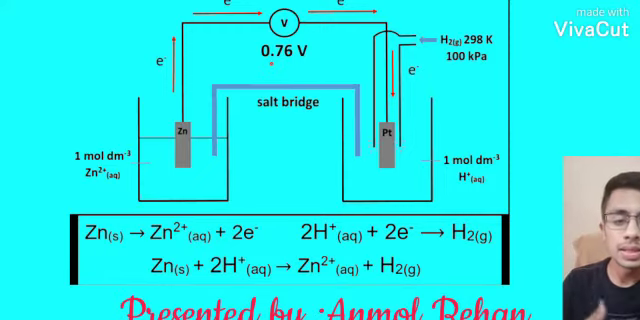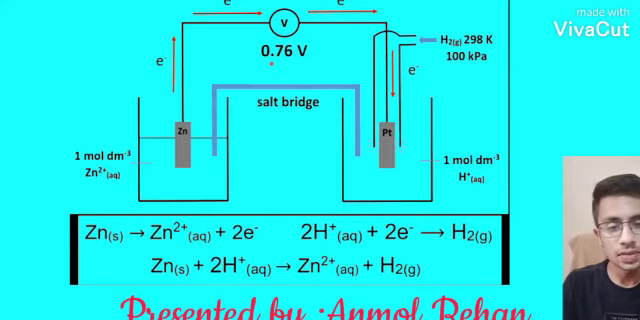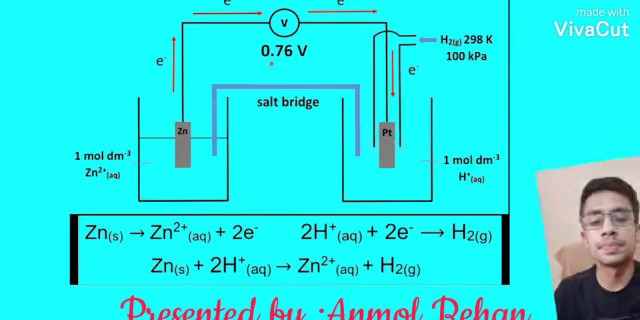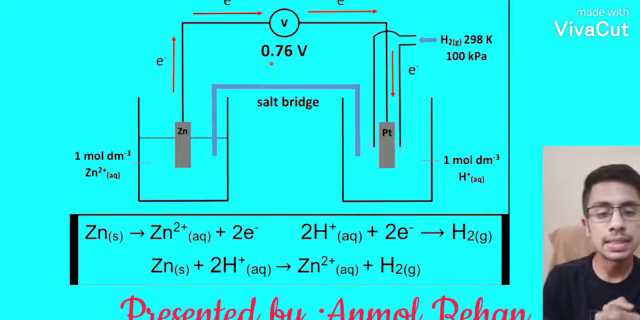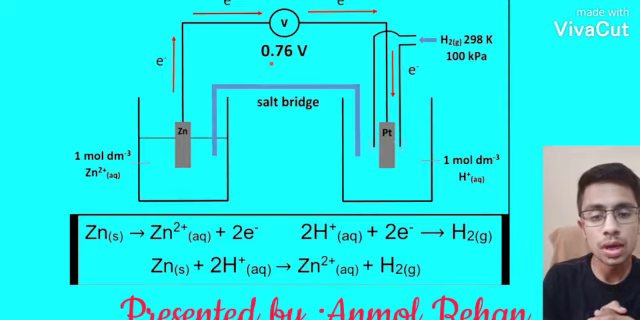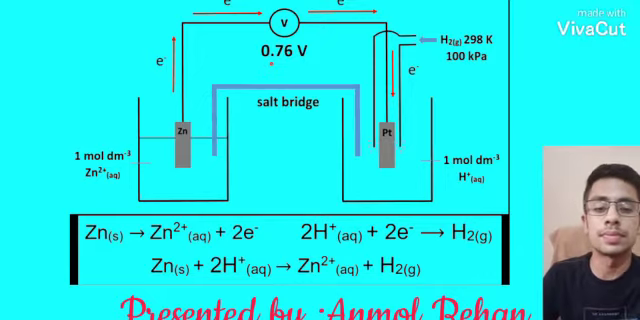When we combine these equations, we get Zn plus 2H positive equals Zn2 positive plus H2. Here the value of the standard electrode potential is 0.76 volts. Why do we say that the zinc gets oxidized? It is because the zinc's electrode potential is more negative than the electrode potential of hydrogen.